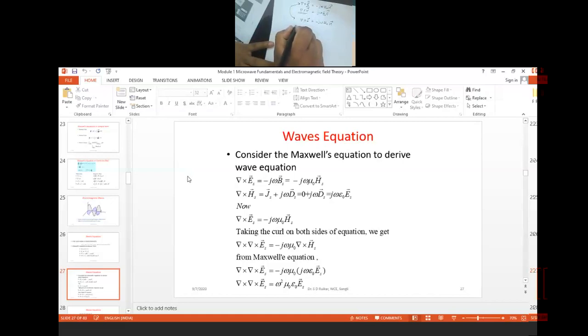And now we take the curl on both sides, so this equation becomes del cross del cross E is equal to minus j omega mu 0 times del cross H. Del is a vector operator, so we need to solve this vector expression. We know this particular vector identity, and for del cross del cross E there is again a condition, and for this condition we need to solve. So that is nothing but what?